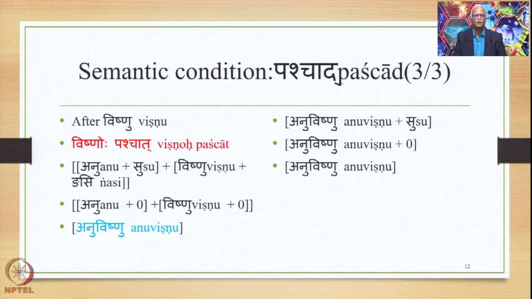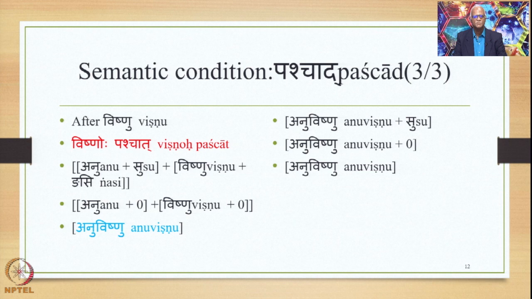Similarly, if the meaning to be conveyed is after Vishnu, the laukika vigraha is Vishnoh paschat. And so we have the alaukika vigraha, namely anu plus su plus Vishnu plus ngasi. And so we have the pratipadika samjna because of krittadhita samasascha. And then we apply 2471 supo dhatu pratipadika yoho, and we delete both the sus. So we have anu plus zero plus Vishnu plus zero. When we join these words together, we get the finally derived compound output, namely anu Vishnu. Vishnoh paschat is the laukika vigraha and anu Vishnu is the finally derived output of the avyayibhava samasa.